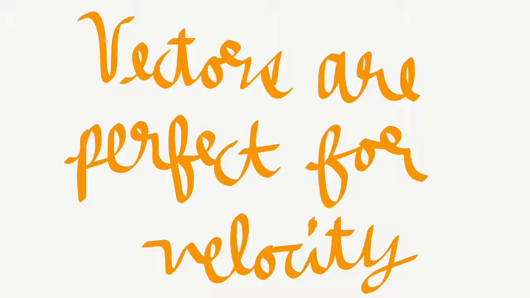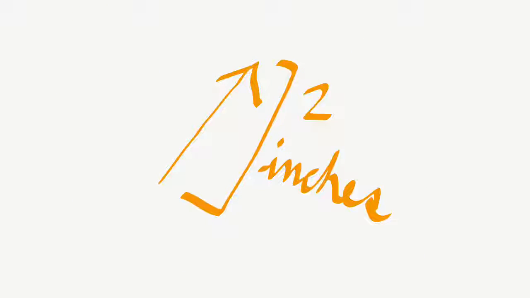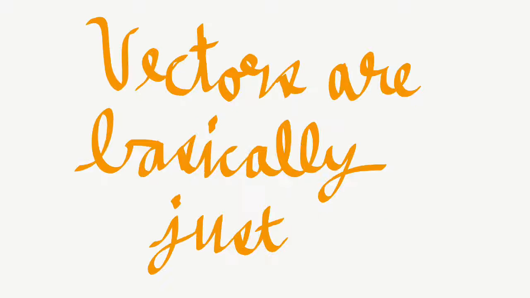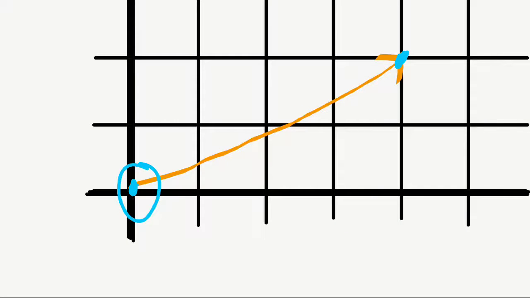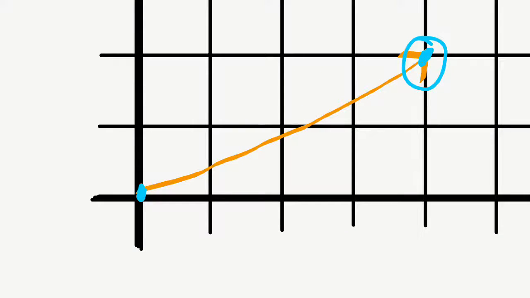Vectors are perfect for velocity because vectors have a length and a direction. Vectors are basically just arrows pointing from one point to another. They have a tail, which is this point, and a head, which is this point.